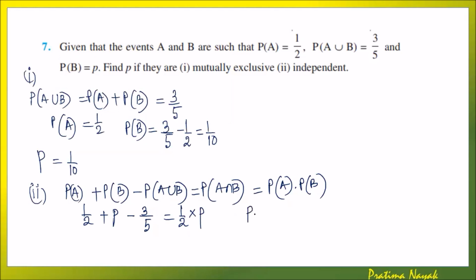So p minus p by 2 is equal to 3 by 5 minus half. So it will be your 1 by 10. Or you are getting p by 2 is equal to 1 by 10. Or p is equal to 1 by 5.